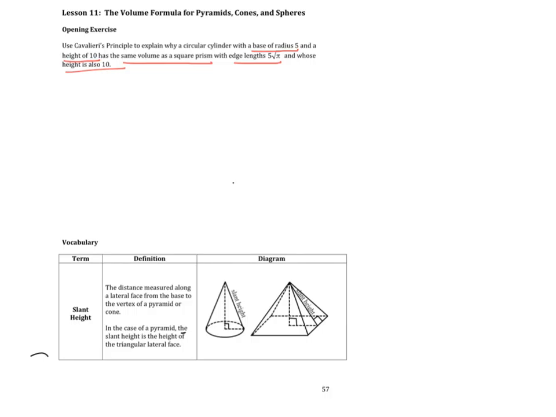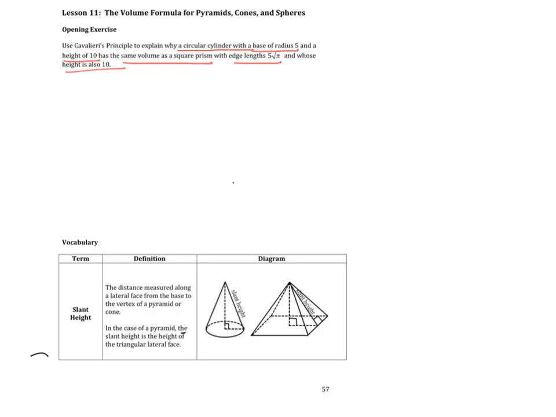So the reason why is that according to Cavalieri's principle, if two figures have equal altitudes, and they do in this case, both heights are 10, and equal areas for each parallel plane, then their volumes are equal. So we will show that the areas of the cross sections, which are two-dimensional, are the same.